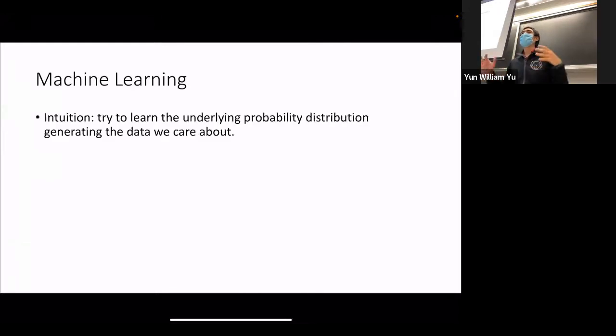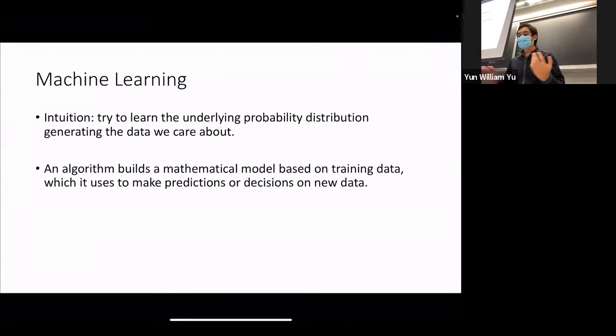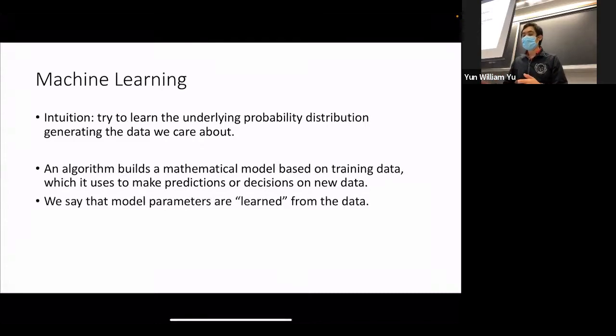So let's start by talking about what machine learning is and why it's stuff that we're not going to focus too much on. So the basic intuition behind machine learning is that there's some underlying probability distribution generating the data we care about. And we want to try to learn the parameters of that underlying probability distribution, maybe with some a priori assumptions. So the general overview is some algorithm builds a mathematical model based on your training data, which it then uses to make predictions or decisions on new data. And we say that the model parameters are learned from the data because those are free variables that we then optimize for in whatever method we use for training.